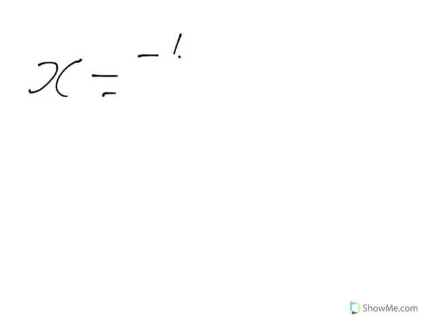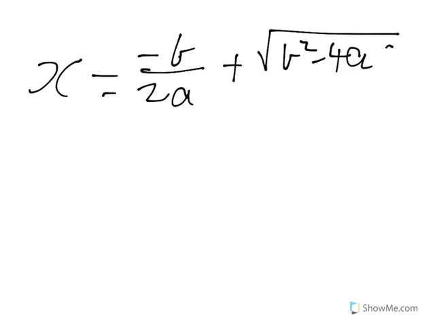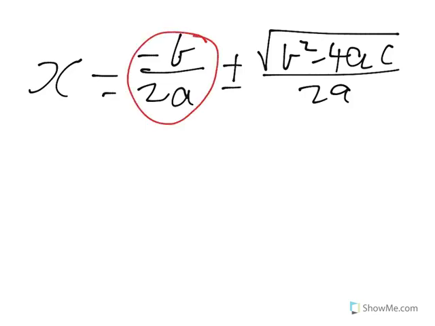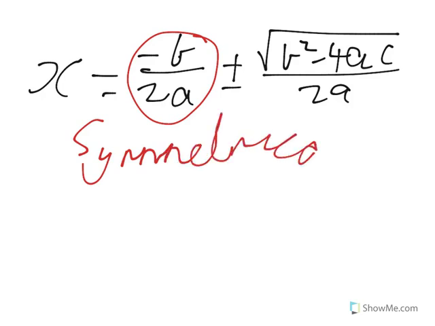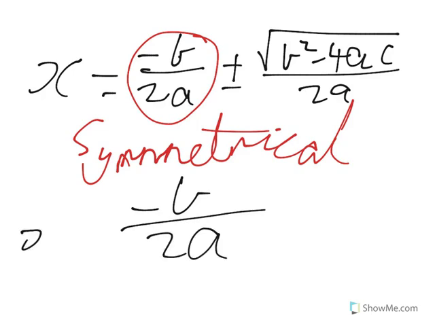Now the thing with the quadratic formula is that if I split it up, negative b on 2a plus or minus the square root of b squared minus 4ac on 2a, we've got this number here that we're adding and subtracting from. And because parabolas are symmetrical, we're adding and subtracting from some number. So this part of it, the negative b on 2a bit, that's actually telling us the axis of symmetry.